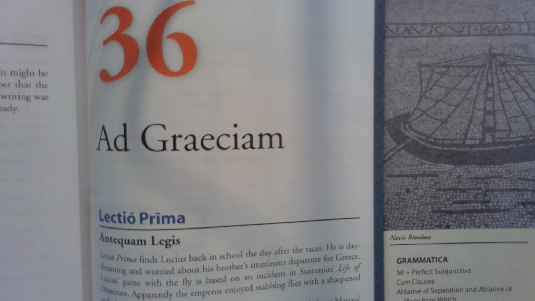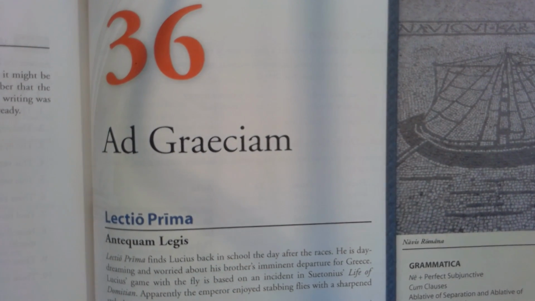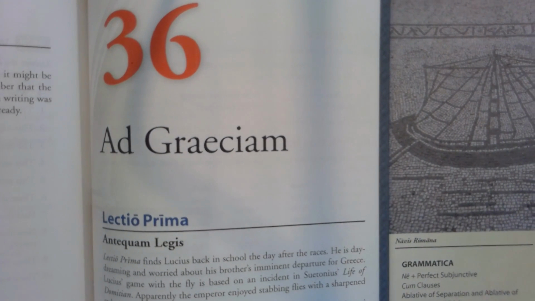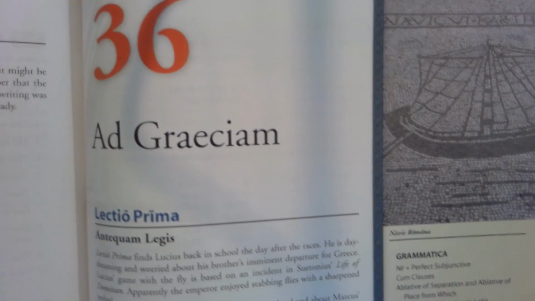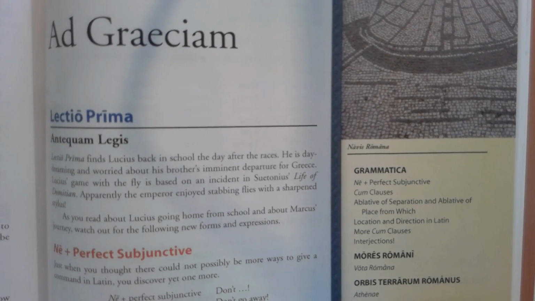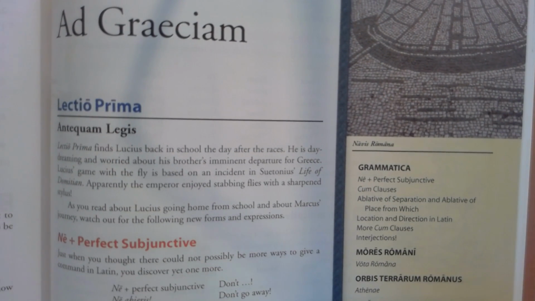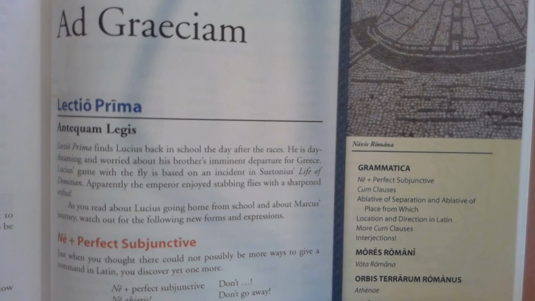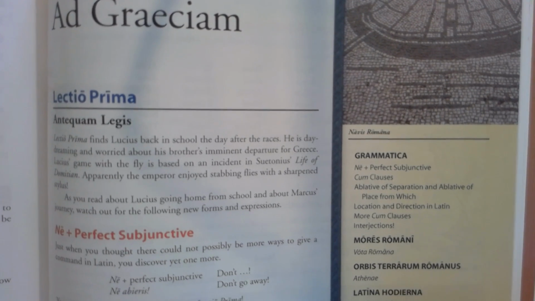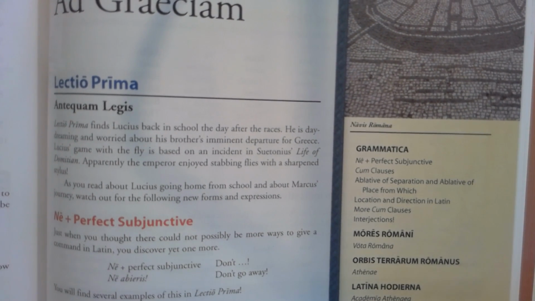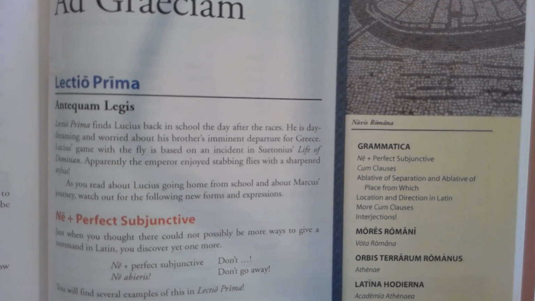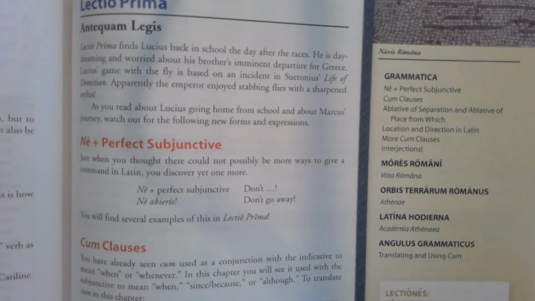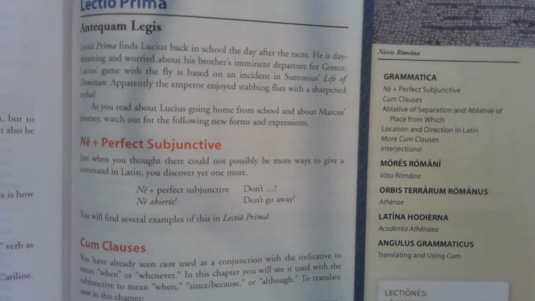Okay, this is the video for chapter 36, Grammar Overview ad Graecium. And in this chapter, you've got several new grammatical concepts. As you can see, here we've got ne plus the perfect subjunctive, cum clauses, ablative of separation versus ablative of place from which, location, interjections, more cum clauses. Okay, so we've got one more way here to show how you can give a negative command.